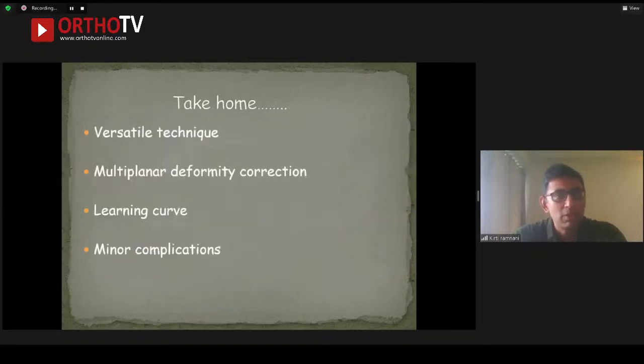So, take home: fixators are a very versatile technique. They can cause very good multiplanar deformity corrections, but they have their own problems. They have a learning curve. You have to choose your patient wisely, and you have to tackle the complications. Thank you.